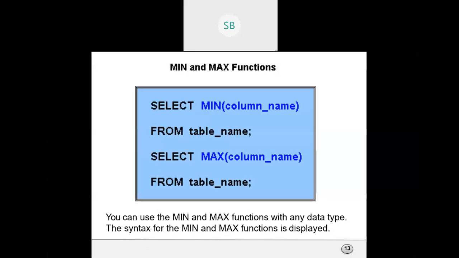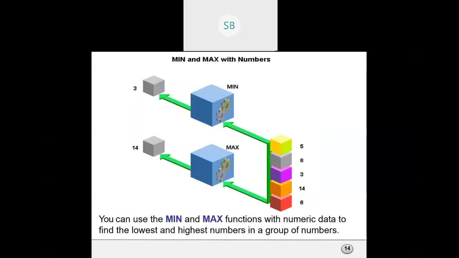That's it. Then we have the min and max functions. As the name suggests, for finding the minimum of any column you have to use the min function, and for finding the maximum of any column you have to use the max function. This is the syntax, which is basically the same for every group function. Generally we use min and max with a numeric data type, for finding the highest and the lowest value.